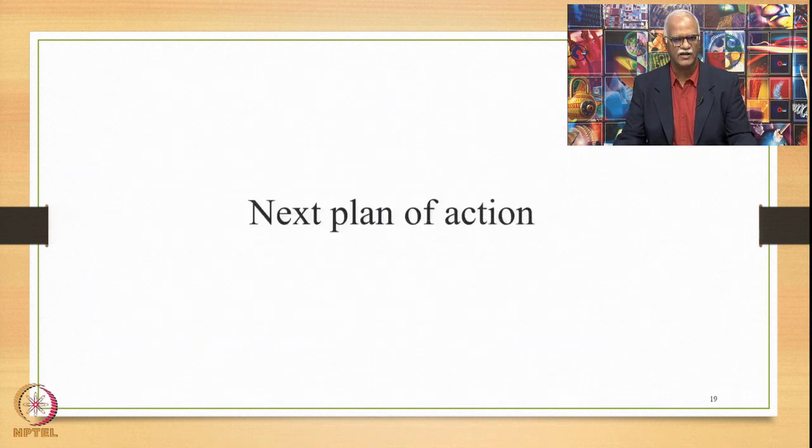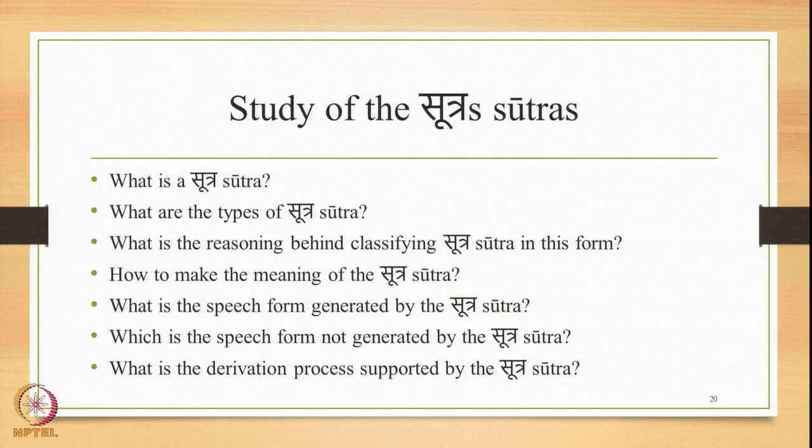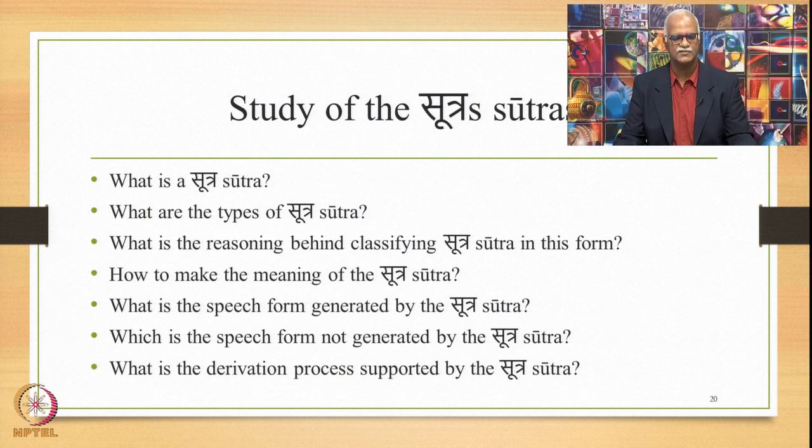What is the next plan of action that we are going to undertake? Now we are going to study the sutras, various types of sutras and their examples. So first of all, we shall study what is a sutra, what are the types of sutras, because each sutra might be assigned some different function. What is the reasoning behind classifying sutras in this particular way? Then we shall study how to make the meaning of the sutra. Partly we have studied this when we studied the sutras defining et saudhnya, but we shall revisit this.